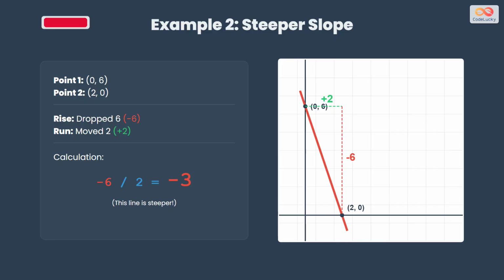Here is a steeper line. It starts higher at (0, 6) and ends at (2, 0). It drops 6 units for every 2 units it moves over. Negative 6 divided by 2 equals negative 3.